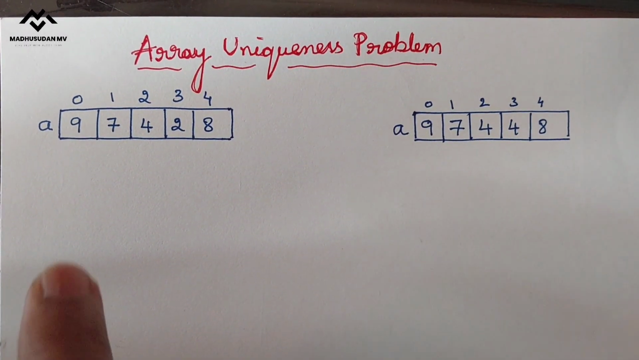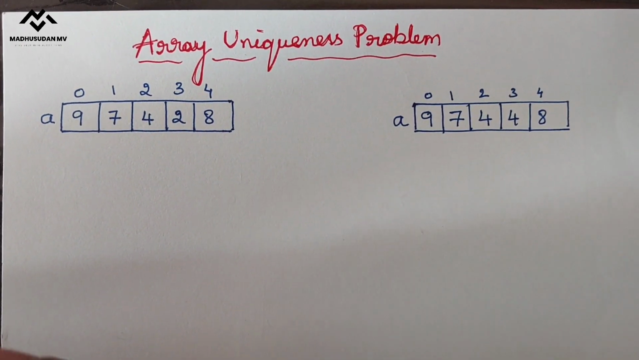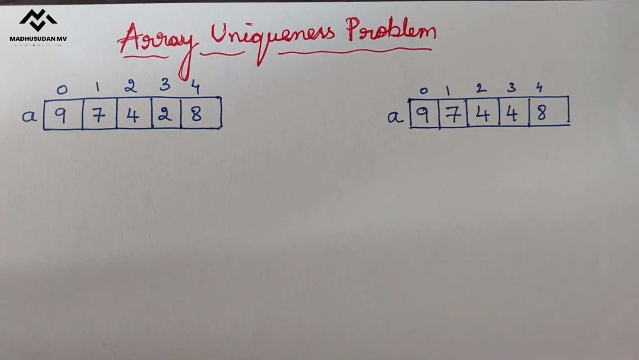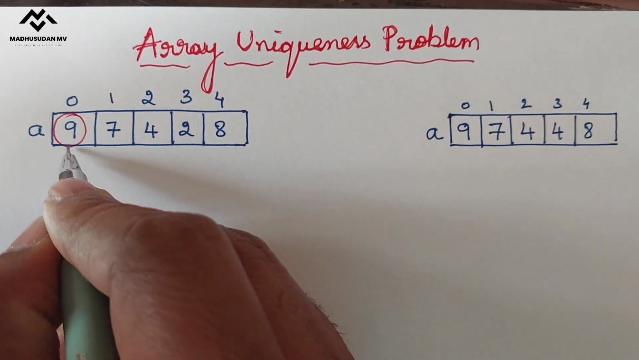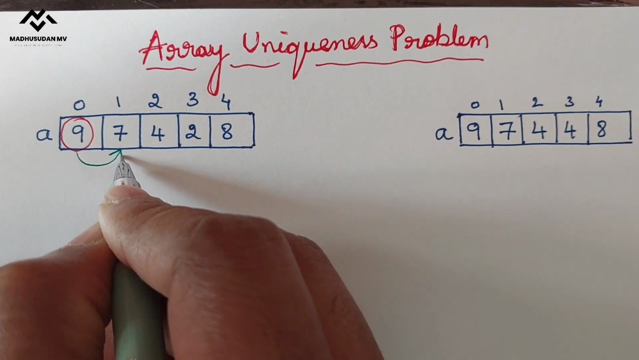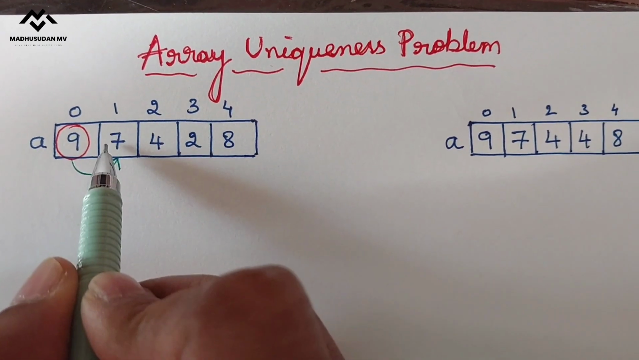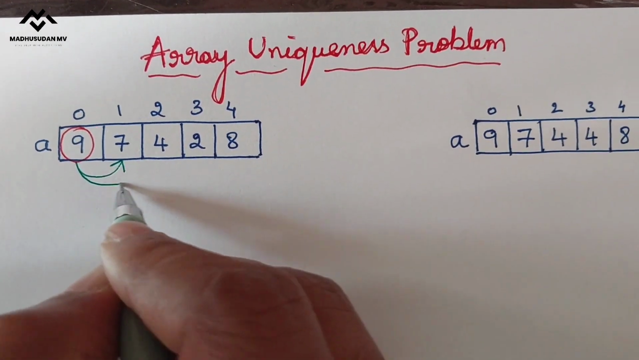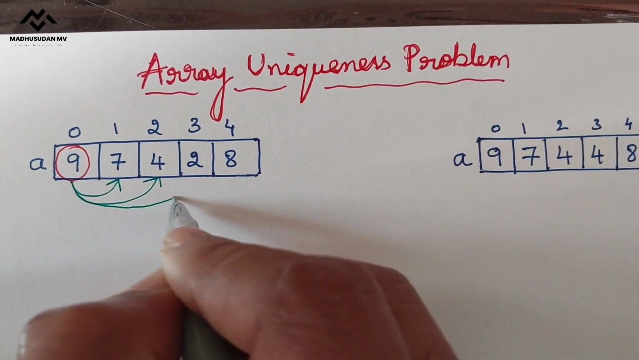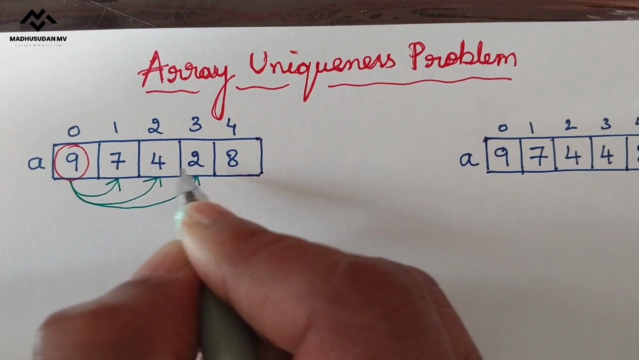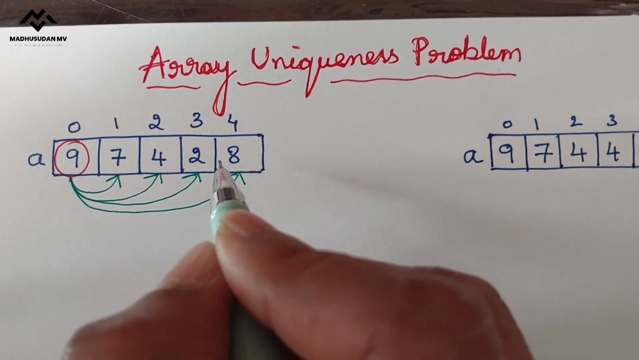Now let us see how to find whether the array is unique or not. So now we'll start the process. I selected the first item and started comparing it with all the remaining elements. First I compared this item, a of 0, that is 9, with a of 1. These two are not equal. Then I compared this item with the next item. Again these two are not equal. Again I compared this element with the next element, that is 9 and 2. Again not equal. Again I am comparing these two elements, and again they are not equal.